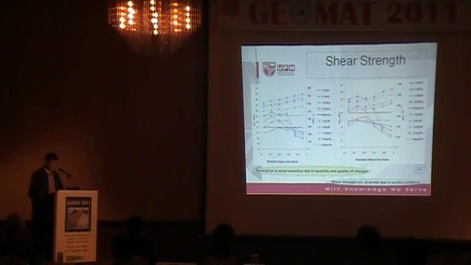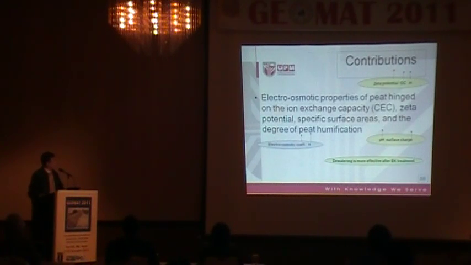For example, we found that the peat is more sensitive on the cathode side due to the quantity as well as the quality of the charge. In general, the shear strength of the peat decreases at the anode over here because of the acidic conditions. In terms of the findings, we found that the electroosmosis properties of peat hinge on a number of factors such as cation exchange capacity, zeta potential, specific surface area, as well as the degree of humification.